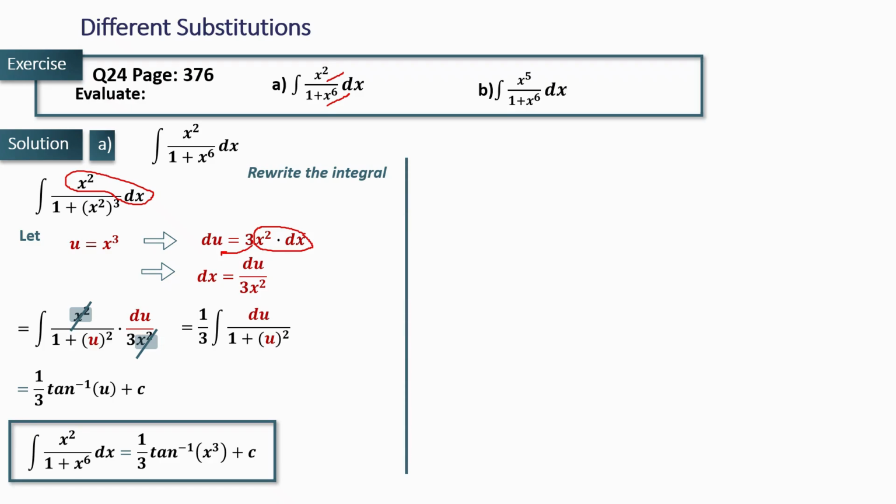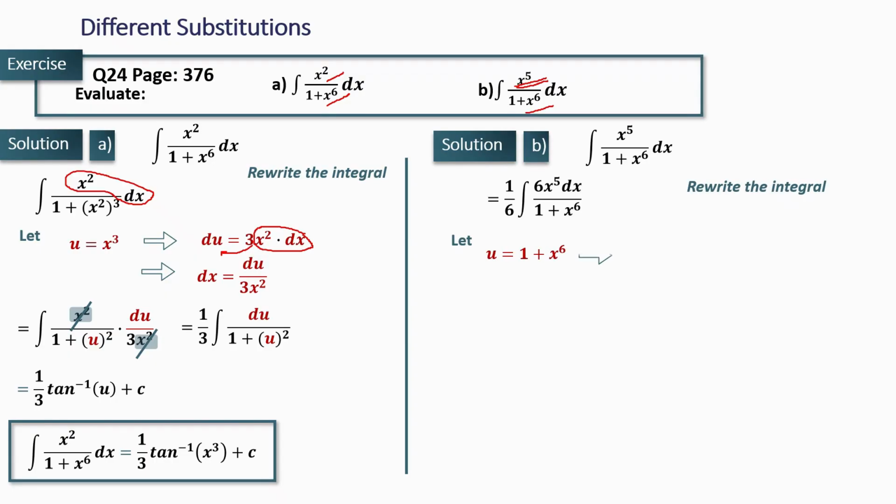If you look here, your denominator is x power 6, and when you differentiate, you get x power 5 in the numerator. So let's understand our u is 1 plus x power 6. And when you differentiate it, you will get 6x power 5 dx. So here is the rule: the derivative of the denominator is nothing but the numerator. But what is missing? 6 is missing. So we balance by having 1 over 6.